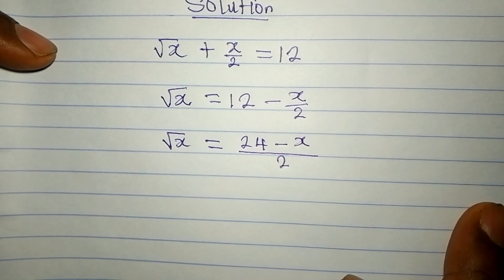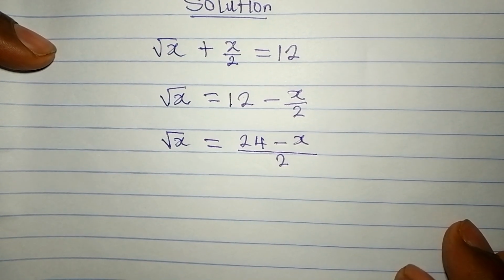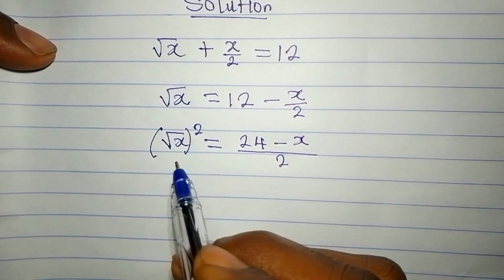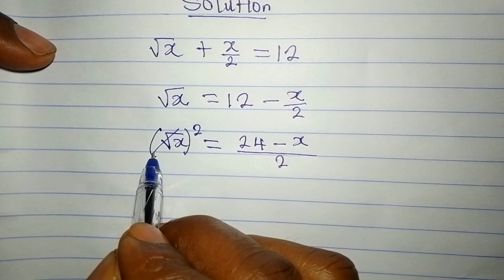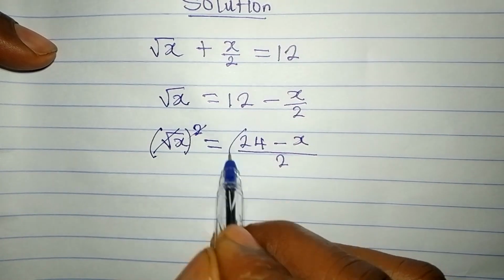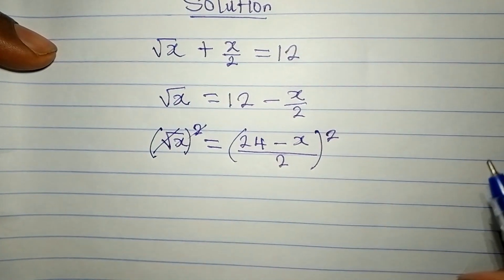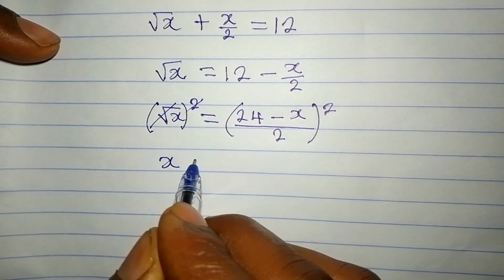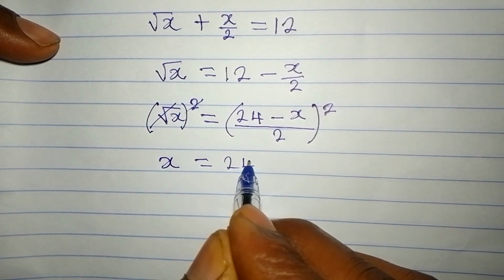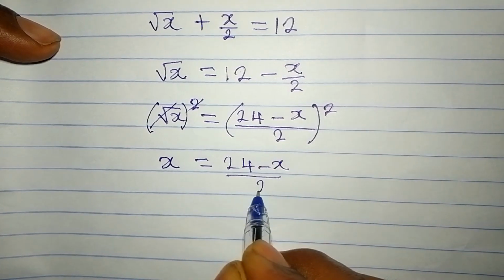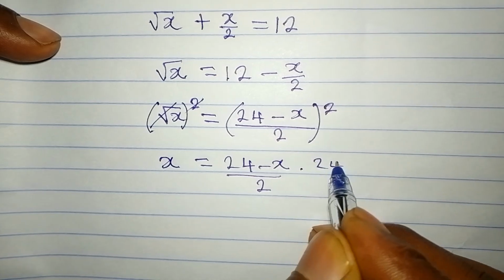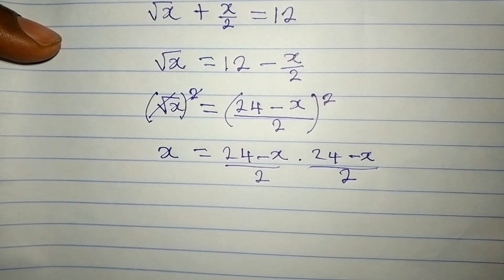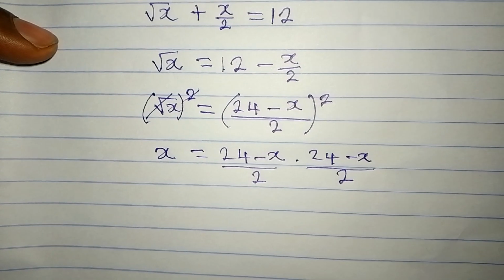So from here, what again can I do? I can square both sides. And I'm going to square both sides because I needed to remove this square root. But then the whole of this also has to be squared. Now we have our x alone, and it's equal to 24 minus x over 2 multiplied by 24 minus x over 2 as well. And then it's simple from here.